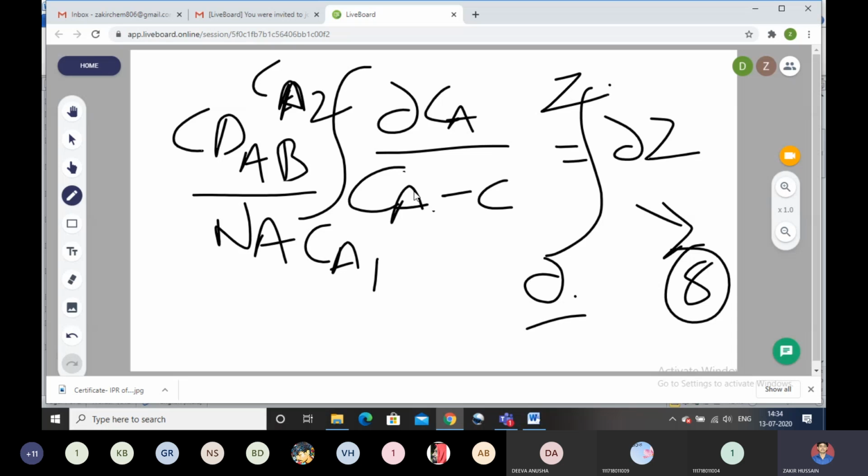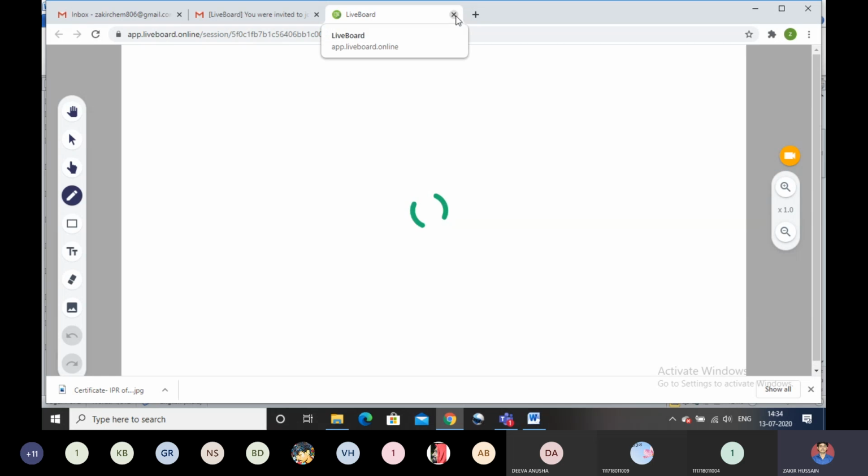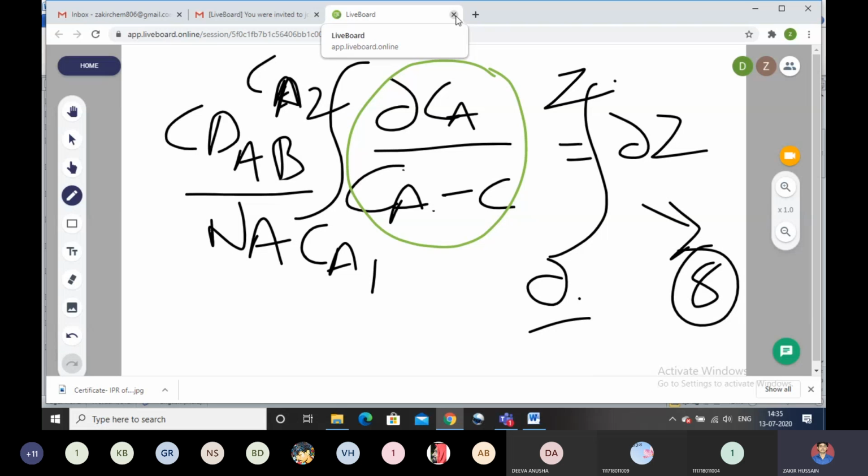Then this is equation 8. So you see here, this is an integral. In the green color I have shown you, this is the integral which is in the form of 1 by ax minus b.